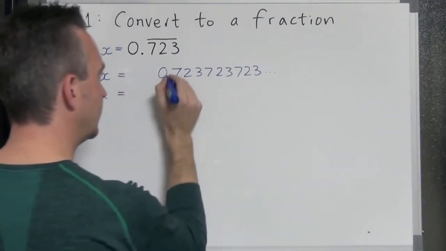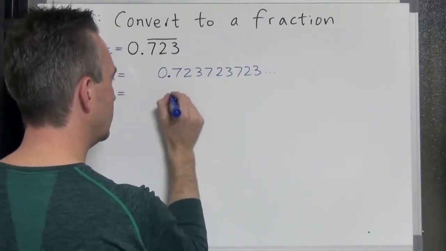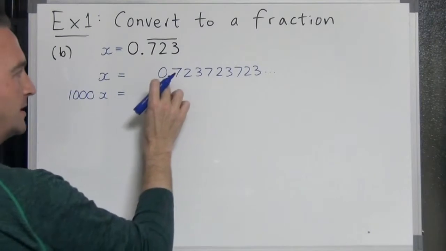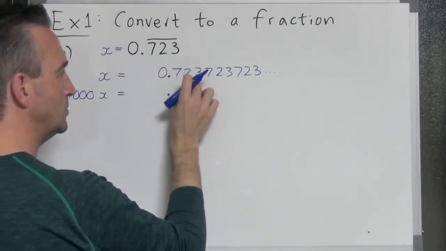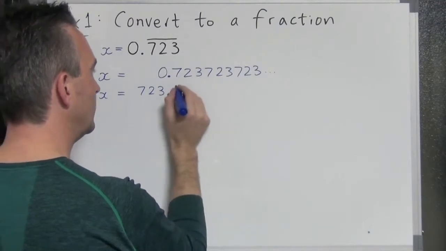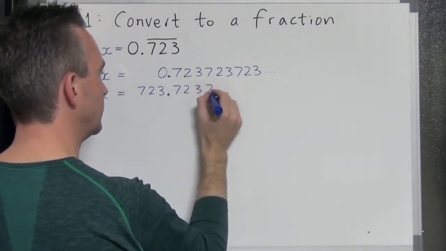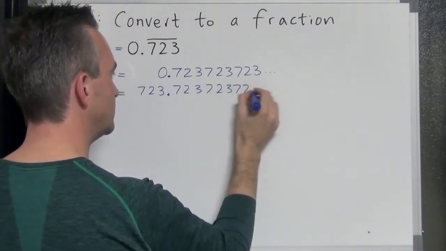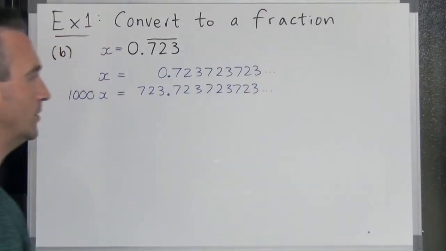Why would I do that? Again, keep these decimals aligned. Multiplying by 1000 is going to move the decimal 3 places. 1, 2, 3, 723.723723723, and on it goes.